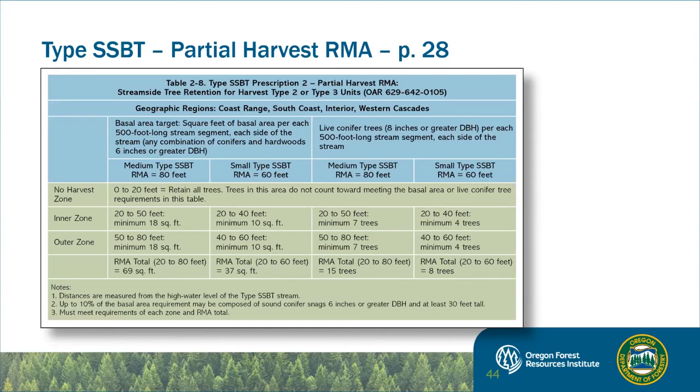Then on the right-hand side is the live conifer count, and kind of same with the basal area. It's a minimum of 7 trees in both the inner and outer zone, but you do need a minimum of 15 trees total, so you would be allocating at least one additional live conifer within either the inner or outer zone.